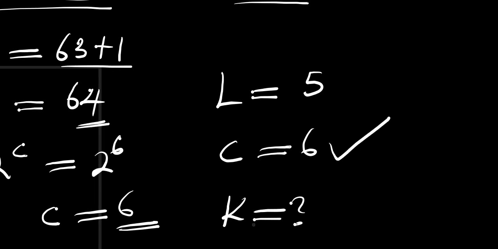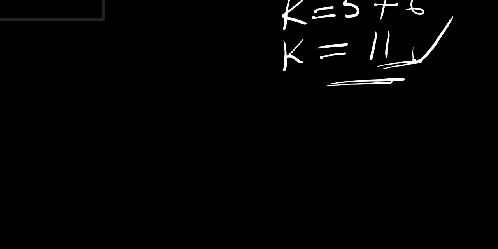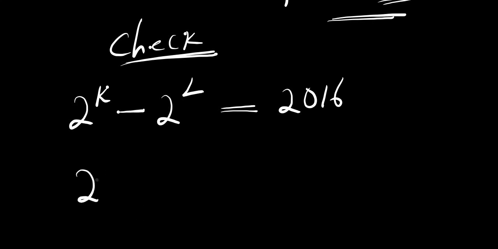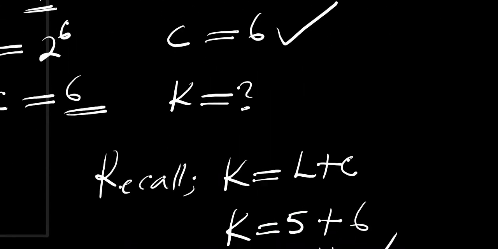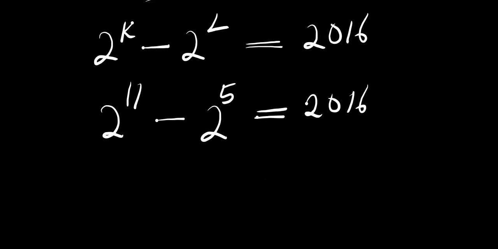6. Now the next thing we are going to do is we can as well check if what we have done is correct. So let me have here check. How do you check? Recall the problem. 2 power K minus 2 power L equals 2016. And K is 11. We have 2 power 11 minus 2 power L is what? 6, right? Okay, L is 5. That is correct. L is 5. We have equals 2016.